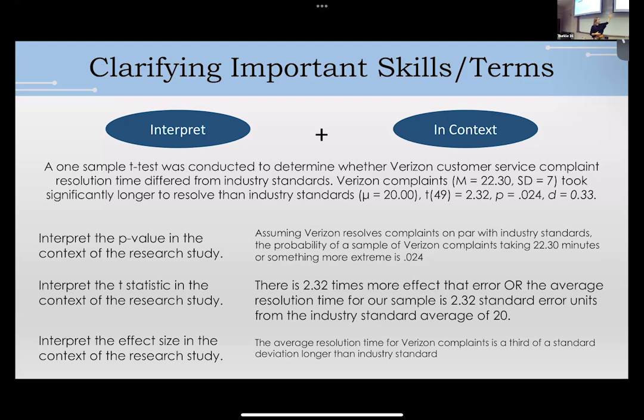So assuming Verizon resolves complaints on par with industry standards. What is that? Well, it's the null, right? Assuming there's no difference between the Verizon sample and industry standards, the probability of a sample of Verizon complaints taking 22.3 minutes, that's your result, or something more extreme is 0.024, right? So you have three examples here: interpret the p-value, interpret the t-stat, and interpret the effect size, all in the context.